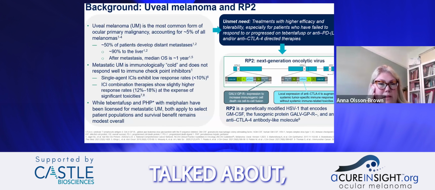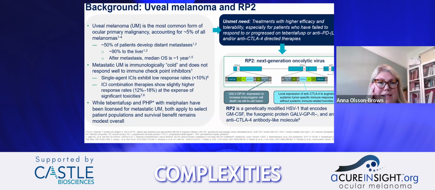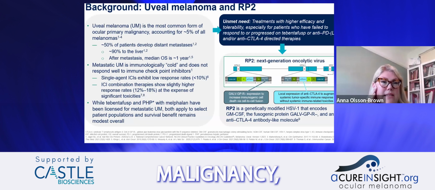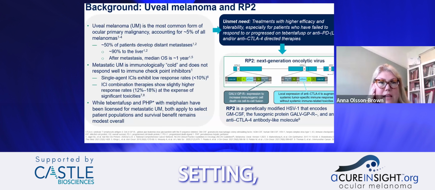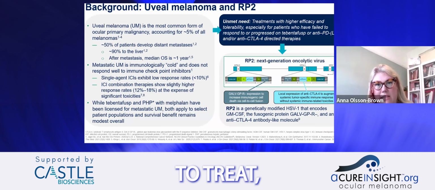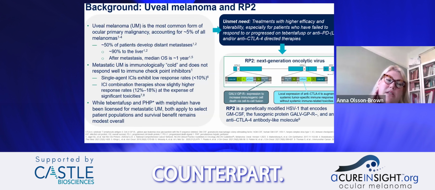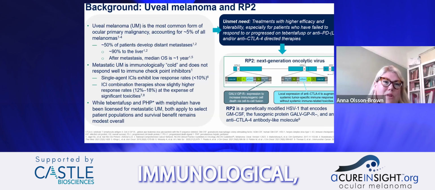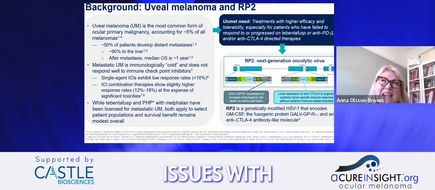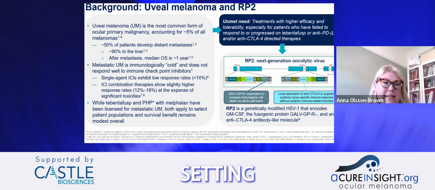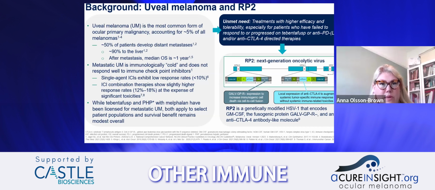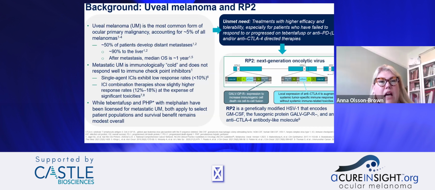As we've talked about throughout the day, uveal melanoma is a complex malignancy, particularly in the metastatic setting. We know that it's very challenging to treat, and it doesn't respond in quite the same way as its cutaneous counterpart. There are also different immunological issues with uveal melanoma in the metastatic setting. It's quite a cold tumour. It's quite difficult to get T cells and other immune cells into the microenvironment, and understanding whether those T cells are efficacious once they get there is also a challenge.